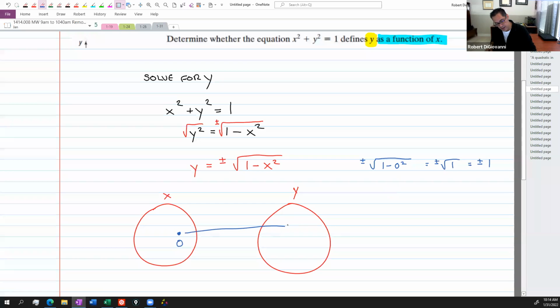This 0 gets taken to 1, and this 0 gets taken to -1. And therefore, it goes to 2 places. And so the answer here is no, it is not a function. Y is not a function of x, because when you try and solve for y, and then start plugging x values in, you get 2 outputs.